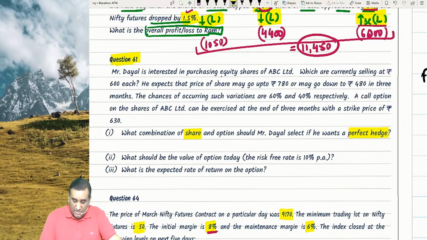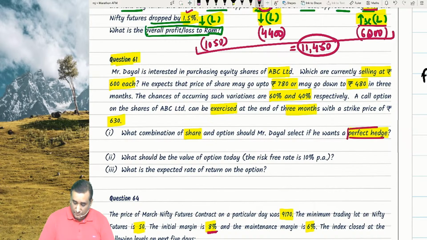Mr. Dayal is interested in purchasing equity shares of ABC, which is currently selling at rupees 100. He expects that the price of the share may go up to 780 or may go down to 480, upside and downside. The chances of occurring such variations are 60 and 40. These are not the risk neutral probabilities. These are his normal probabilities, what he expects. A call option on the share of ABC can be exercised at the end of 3 months with a strike price of 630.